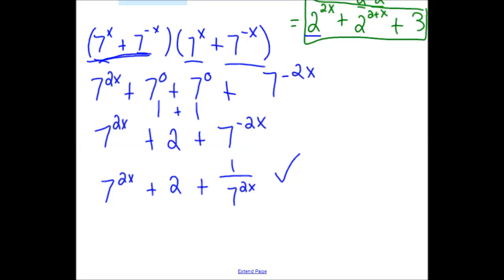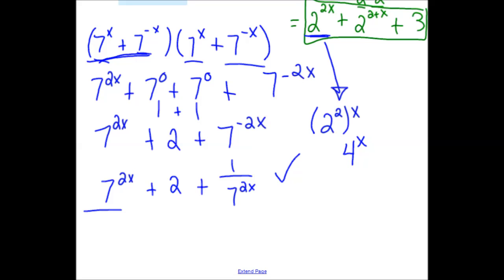If you want, in either of these cases, see how we have 2 to the 2x or 7 to the 2x, realize that we can manipulate that even further. I don't know if you could call it simplified. So 2 to the 2x, we can write that as 2 squared to the x. Means the same thing, right? So we could write that as 4 to the x.